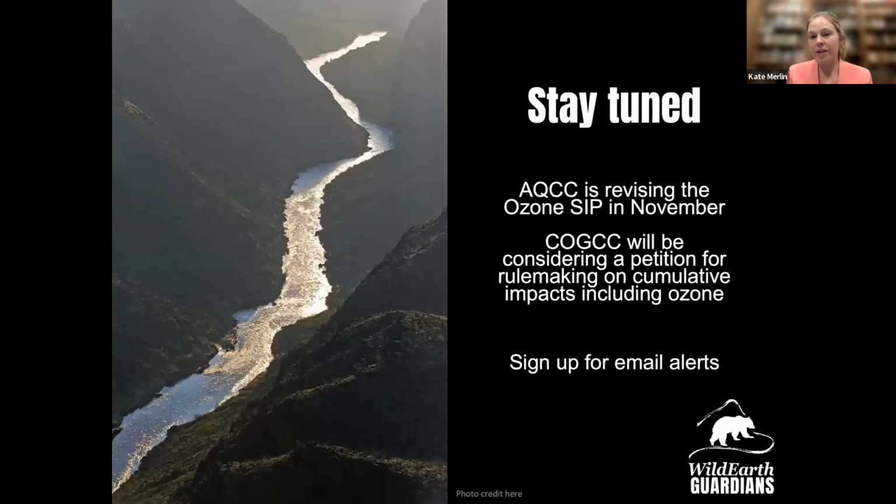And finally, just stay tuned. The AQCC is revising the ozone SIP. It's currently scheduled for November, and COGCC will soon be considering a petition for rulemaking on cumulative impacts, including ozone. And I know they will be considering this because WildEarth Guardians and 350 Colorado are going to be submitting this petition for rulemaking. And sign up for email alerts to stay tuned for specific timing and more specific calls to action. Thank you.